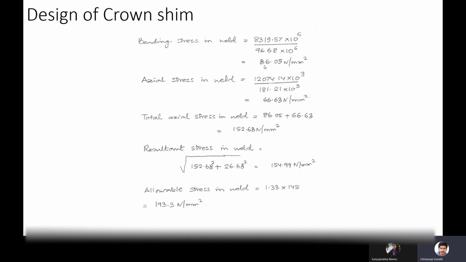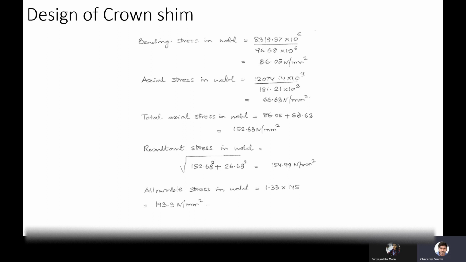So now we have to combine this bending stress, bending P by A. This is nothing but P by A plus M by Z, axial contribution plus bending contribution. This is 152.68 Newton per mm square. Now we have the bending stress and shear stress. Now the real resultant stress in the weld.